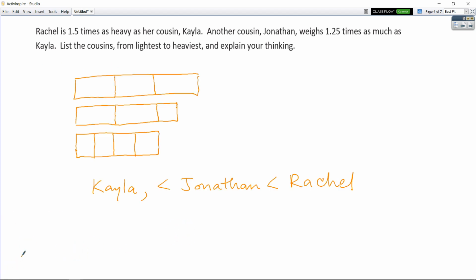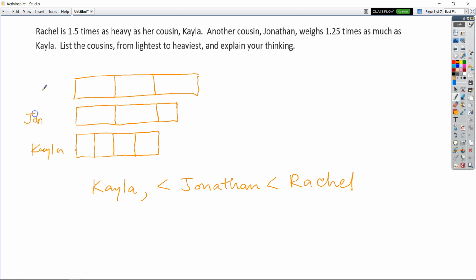All right, so Kayla would be the lightest cousin, and then Jonathan, last but not least, Rachel would be up top. So Jonathan would be in the middle and Rachel's up top. And this is how we came to this conclusion, or we should have come to this conclusion by simply saying, well, we know that Rachel is 1.5 times as heavy as her cousin Kayla. So we say 1.5 times whatever Kayla's weight is. So let's just say that for simple multiplication, let's use 50.